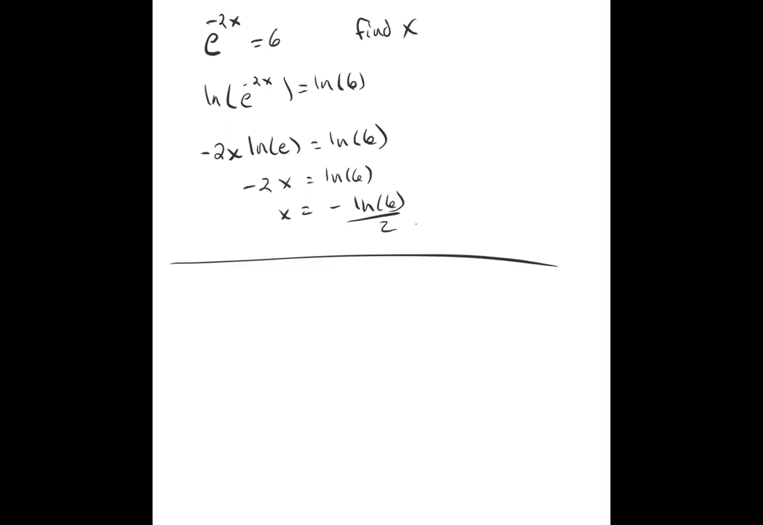And if we want to go through, we can verify if we plug this back in for x, we have e to the (minus 2 minus ln of 6) over 2. The 2's cancel out, the negatives cancel out, and we're left with e to the ln of 6, which is 6. So that checks out nicely.